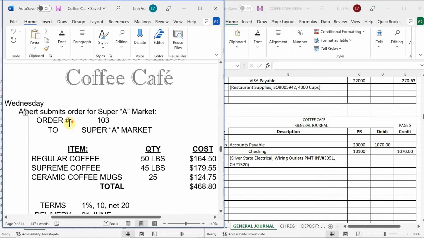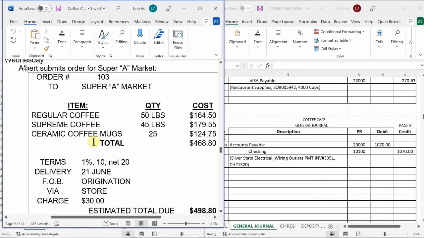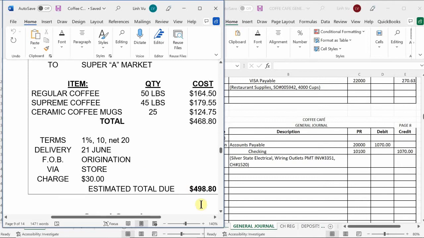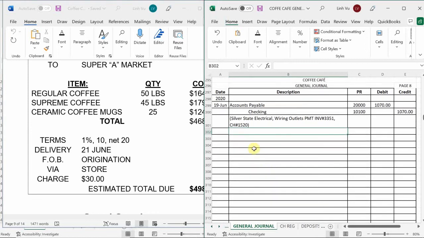It says right here that Albert submits another order for Super A Market, right? Sales order number 103. This is what Super A wants: 50 pounds of regular coffee, 45 pounds of Supreme coffee, and 25 ceramic coffee mugs. And we're going to charge them $30 this time. We're going to let them take advantage of a 1% discount if they pay within 10 days. If not, they have 20 days to pay. So in this case, they are going to owe $498.80. So what do we do with this transaction?